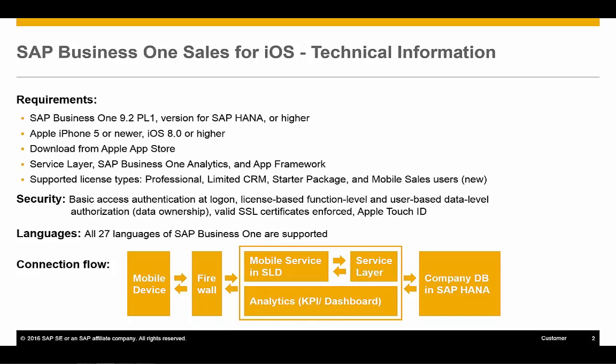For a brief overview of technical information and requirements, to use the SAP Business One Sales for iOS app, you need to run SAP Business One 9.2 Patch Level 1 version for SAP HANA or higher. You also need an Apple iPhone 5 or newer and iOS 8.0 or higher. You can simply download the app, which is available from the Apple App Store. It utilizes the service layer, SAP Business One Analytics and the app framework. And it supports the following license types, which include Professional, Limited CRM, Starter Package, and a new mobile user specifically tailored for this app only.